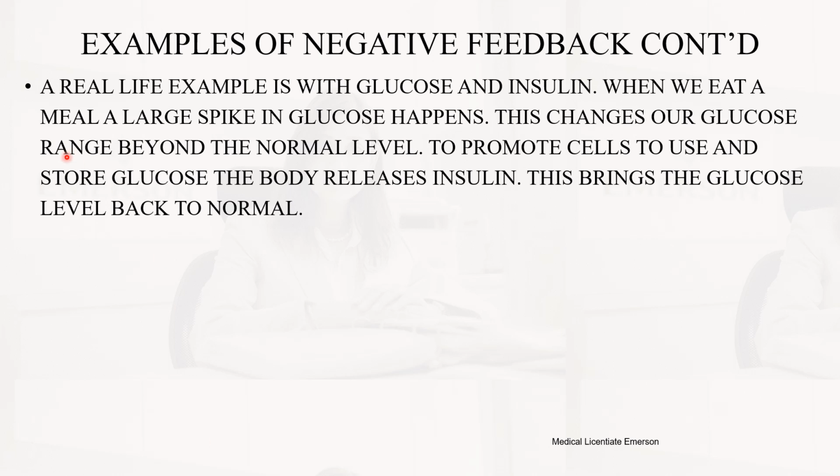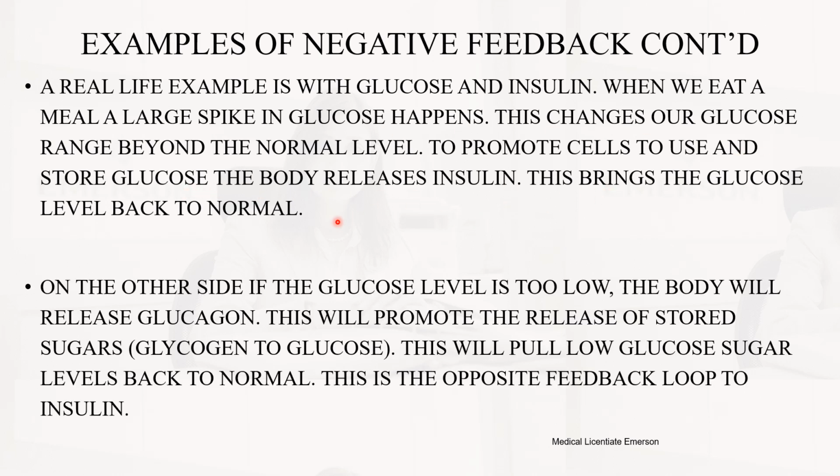Okay, so a real life example is with glucose and insulin. When we eat a meal, of course there's going to be a large spike in glucose. This changes our glucose level beyond the normal range. So to promote cells to use and store glucose, the body releases insulin. This brings the glucose level back to normal.